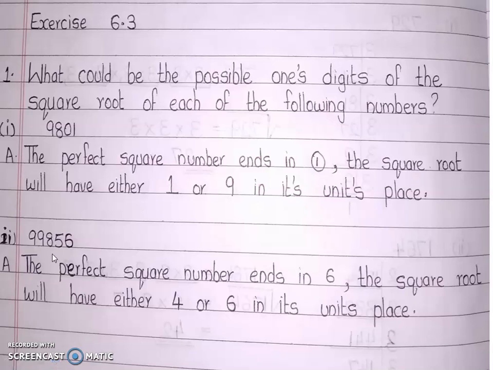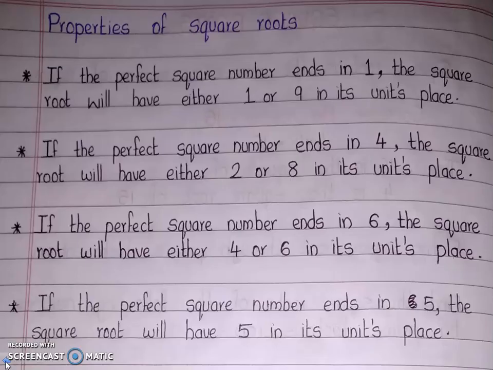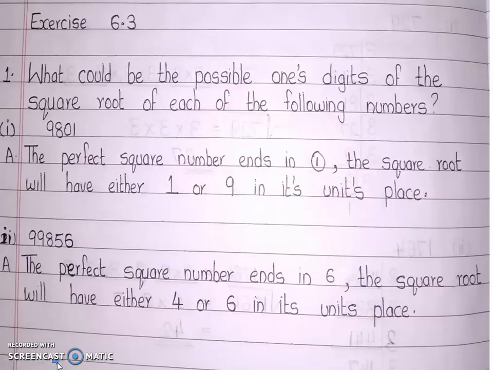Next question. 99,856. Whatever number it be, you are just looking at the last digit of this number. Which is the last digit? 6. The perfect square number ends in 6. What is the property used? If the perfect square number ends in 6, the square root will have either 4 or 6 in its units place. So, study the properties of square roots and try to answer this type of questions.